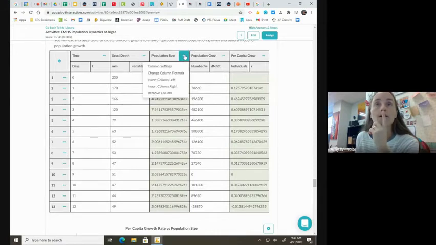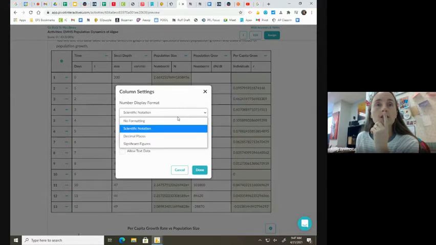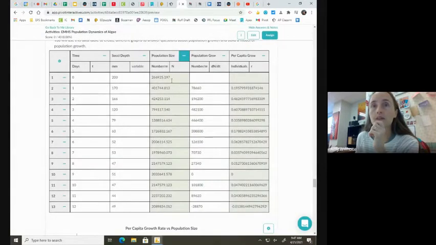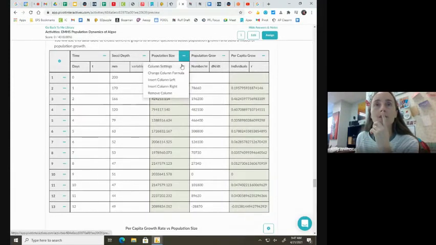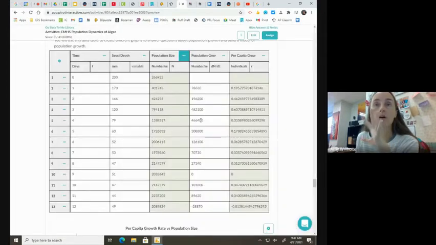I want to change my settings here. I want to take this out of scientific notation and put it in just some shorter decimal places, and I'm going to say done with that. Okay. Now I can sort of tell what is going on, because before the numbers were so long that they were going off the page and doing all kinds of weird stuff. So once again, I just changed my column settings. I could even say I don't want decimal places. This is how little I care about the nuances of the formula. I'm like, make it as easy as possible.